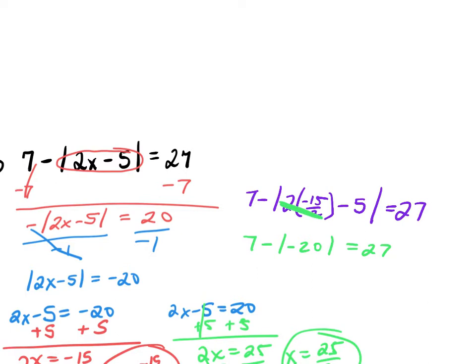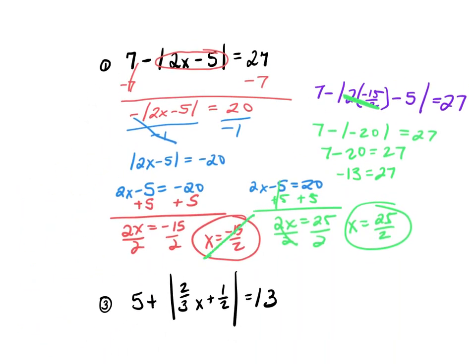Is that what that line in green says? No. That says 7 minus, what's the absolute value of negative 20? 20. And 7 minus 20 is negative 13. Whoa. Not 113. It's negative 13. Does negative 13 equal 27? No. So is this an answer? No. Same thing with the other one.